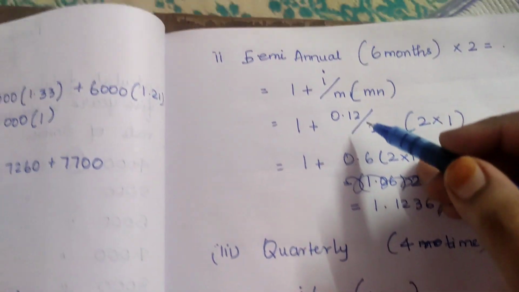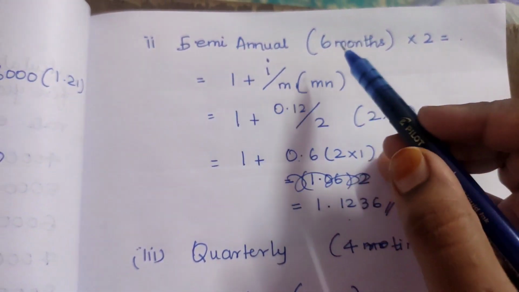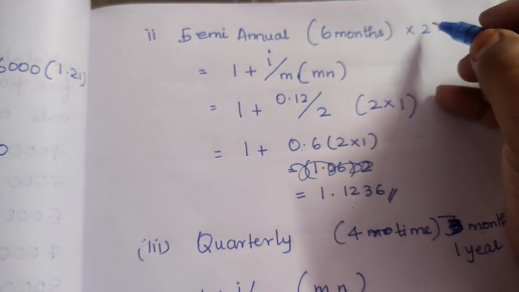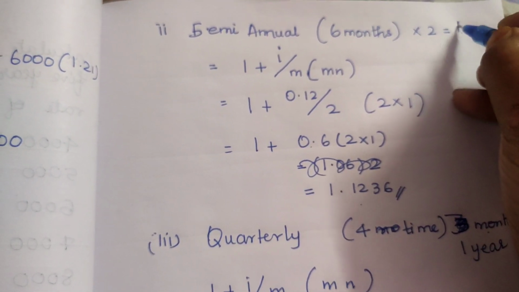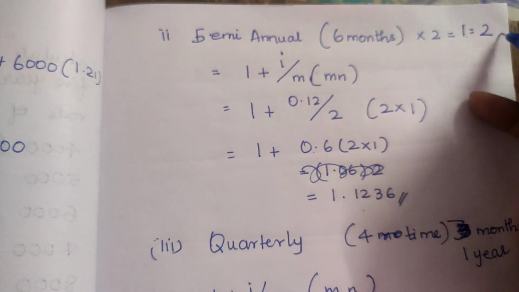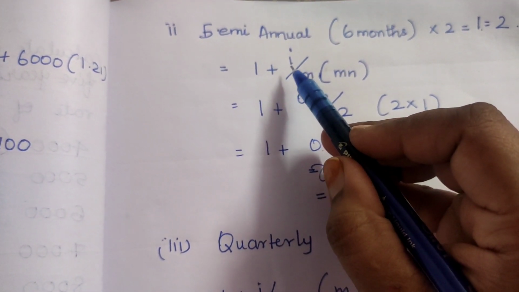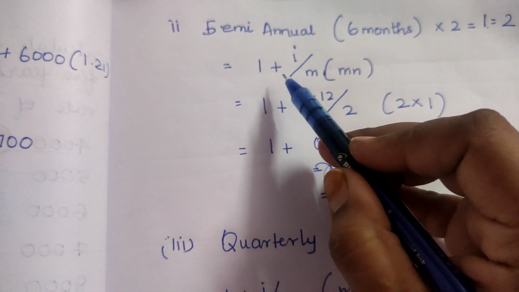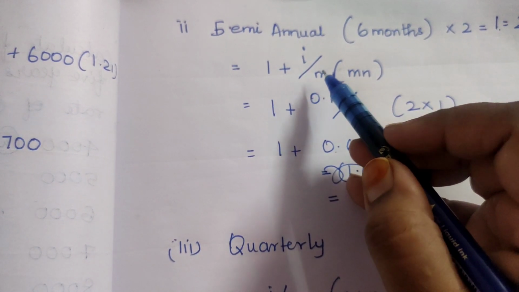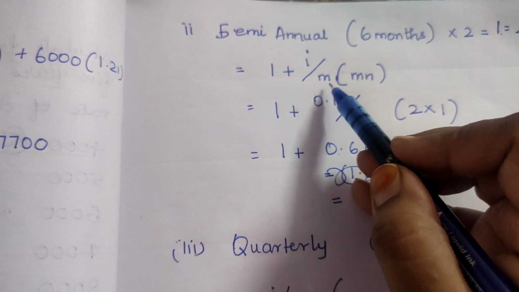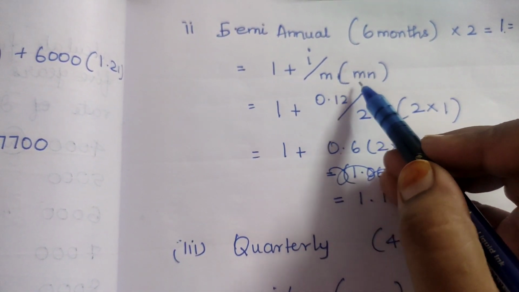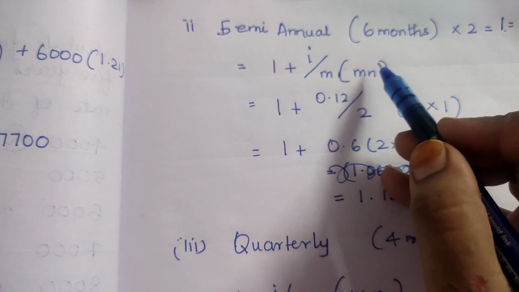Now we are going to calculate in the semi-annual manner, which is 6 months. It means in 1 year we are going to pay twice. So 1 plus interest percentage divided by the number of repetitions, which is twice, and the number of repetitions is in how many years: in 1 year.